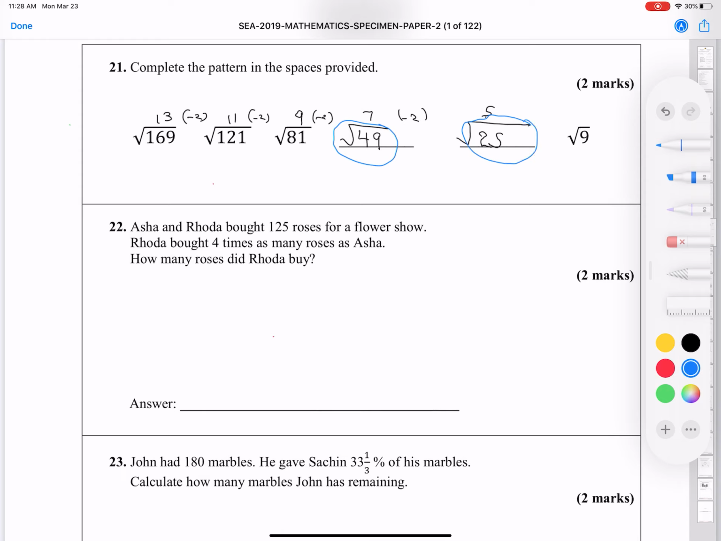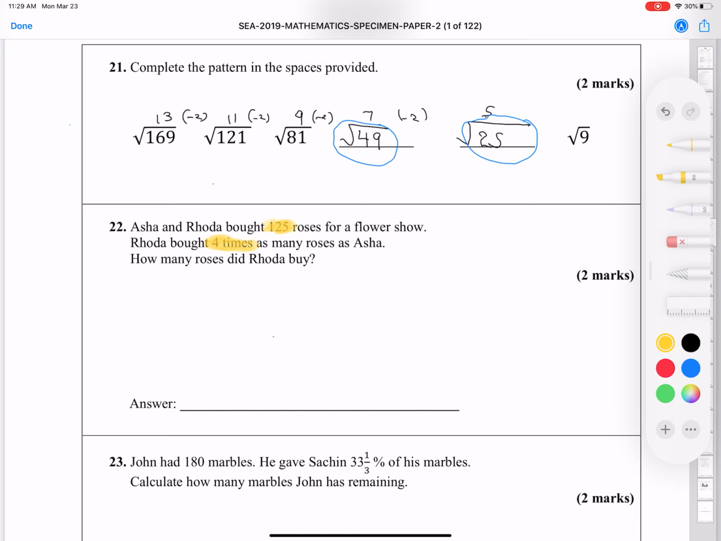Asher and Rhoda bought 125 roses for a flower show. Rhoda bought 4 times as many roses as Asher. How many roses did Rhoda buy? Rereading, Asher and Rhoda bought 125 roses. It means that their total is 125, their combined total. Rhoda bought 4 times more than Asher. How many roses did Rhoda buy?